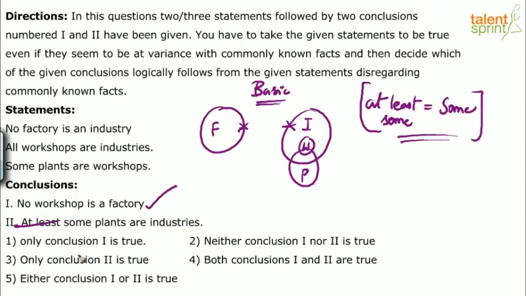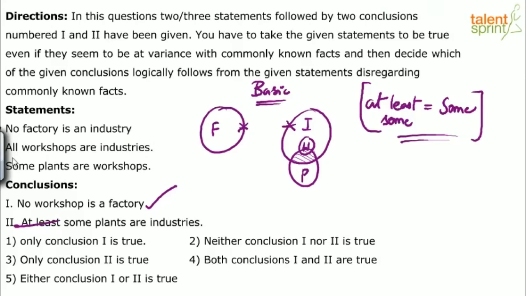At least some plants are industries. The conclusion says some plants are industries. Is that true? Well, if you look at the basic diagram, yes, true. Some plants are industries. See, plants and industries overlap. So some plants are industries is true. But will it always be true? We'll have to verify. How do we verify? Either you draw possible diagrams and check it, or there is a logic which can be used here.